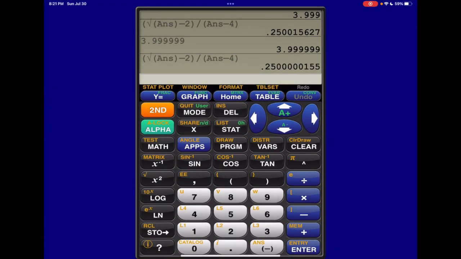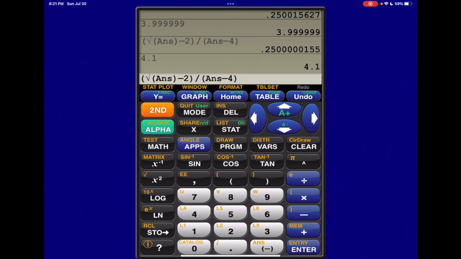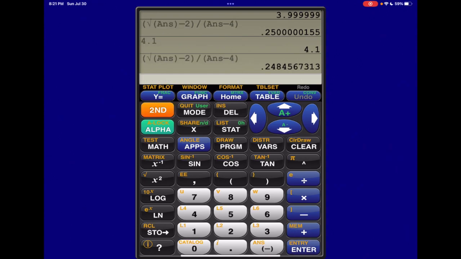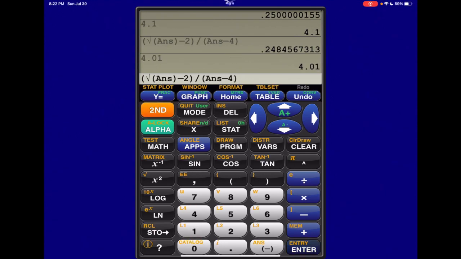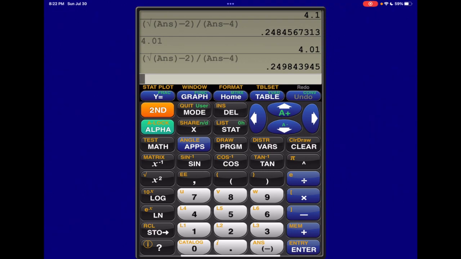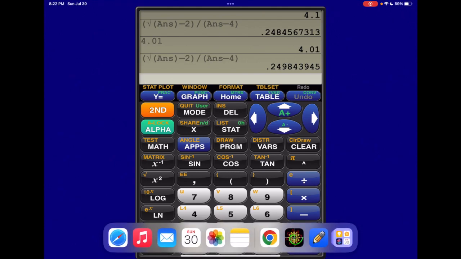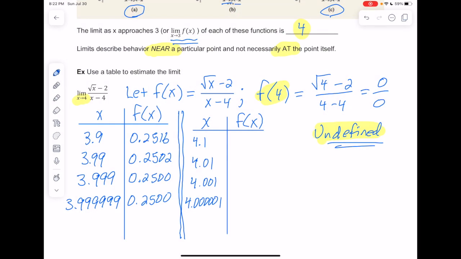So we go back to the calculator. 4.1. Pull up the function. That's what you get when you put in 4.1. 4.01. Second enter a couple times. Plug that in. So it looks like the 4 decimals we're getting are 0.2485 and 0.2498. Let's go write those down. So 0.2485 and 0.2498. So it looks like we're getting close to 0.25 again.